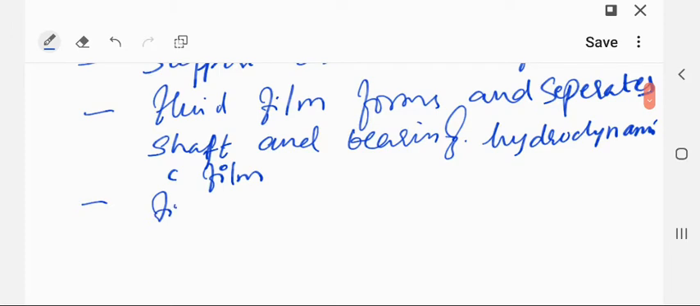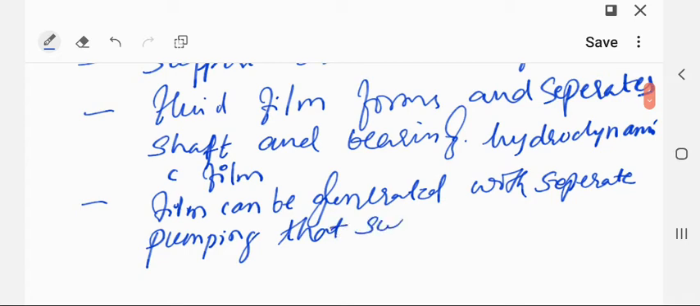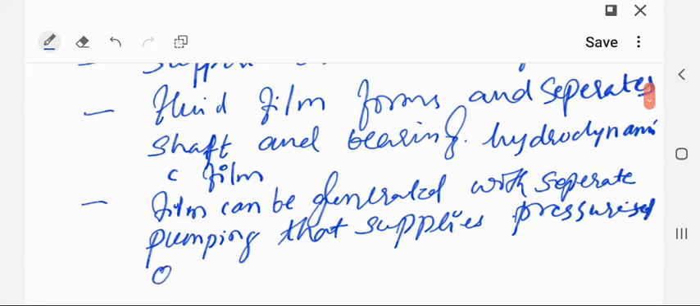Okay. So that is, an oil film can be generated with a separate pumping unit, which supplies pressurized oil to the bearing, between the journal and shaft.